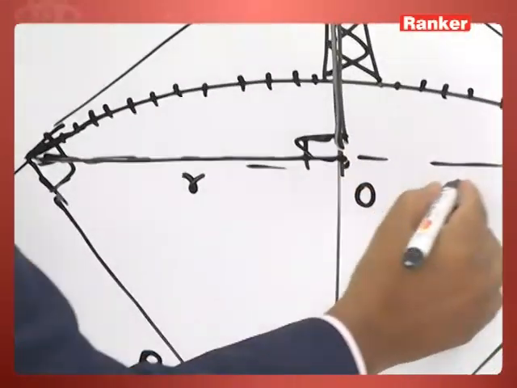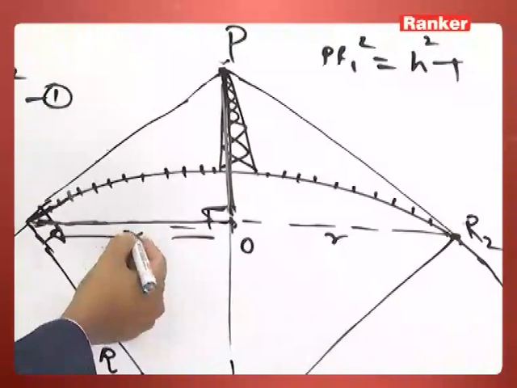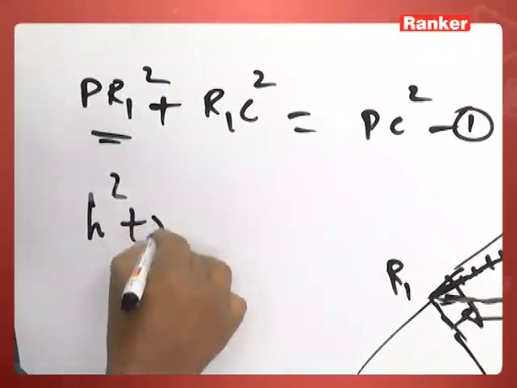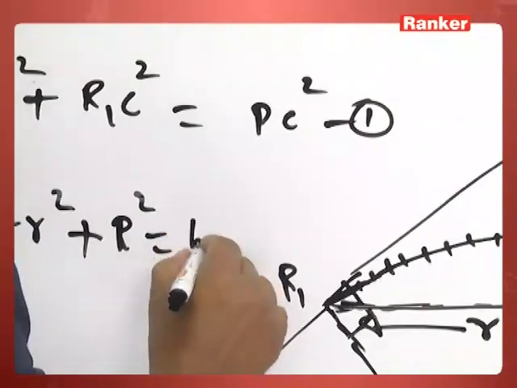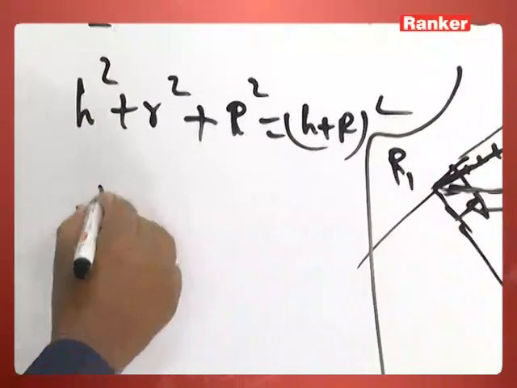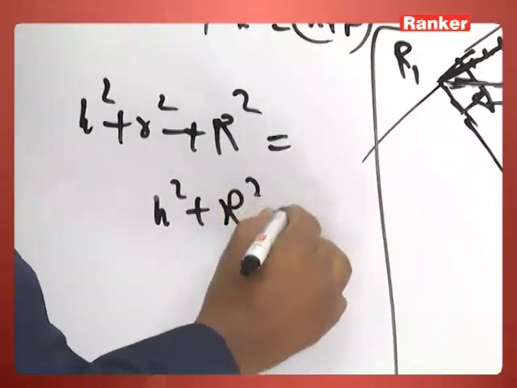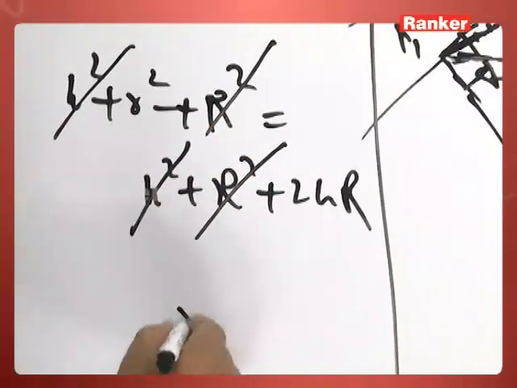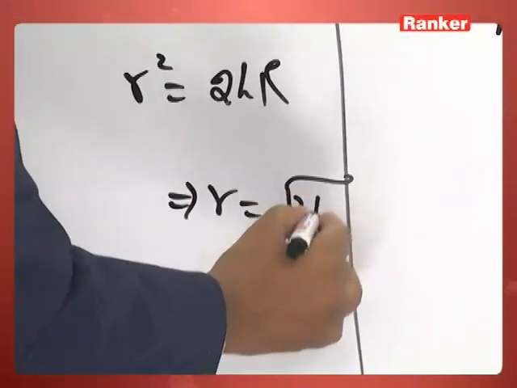Suppose I denote by small r the range, the radius of this circular region. So, this is r square. We write P R1 square from here as h square plus r square, plus R1 C, the radius of the earth, whole square, and PC is again h plus r whole square. This is the relation. If I solve this, I get h square plus r square equal to h square plus r square plus 2hr. You see h square cancels out, so we have r square equal to 2hr, which implies the range r is equal to root over 2hr.